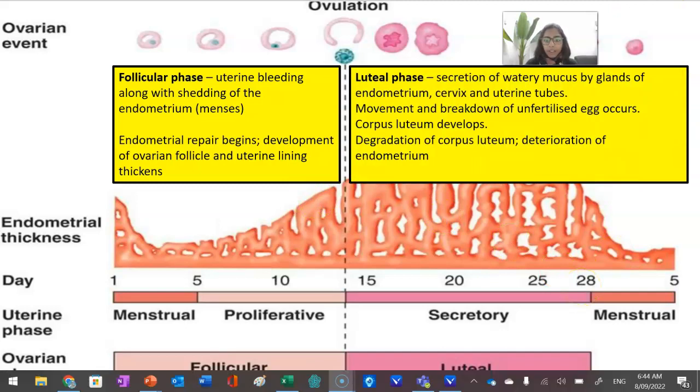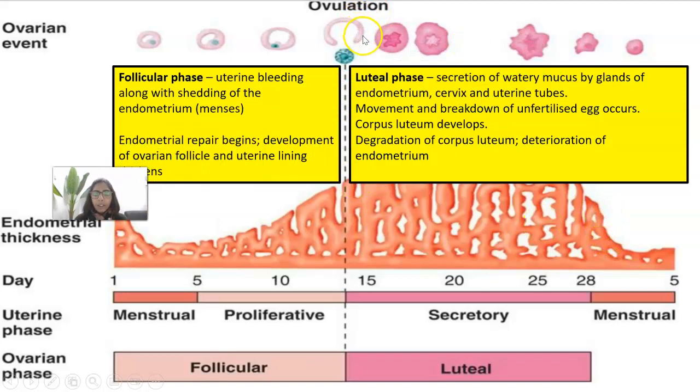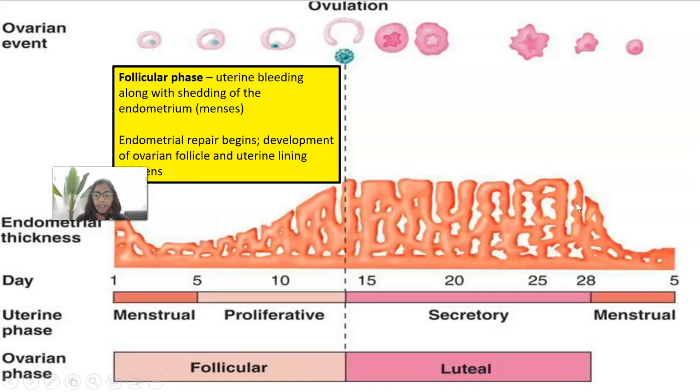If we look at the other side, what we can see is the luteal phase. So the follicle has now got no egg in it and it becomes a corpus luteum. The corpus luteum will slowly degenerate to become the corpus albicans. Now, if we look at the endometrial lining, we can see that it's really thick at this phase. You can see that it's the thickest that it will be. And this is described as the secretory phase.